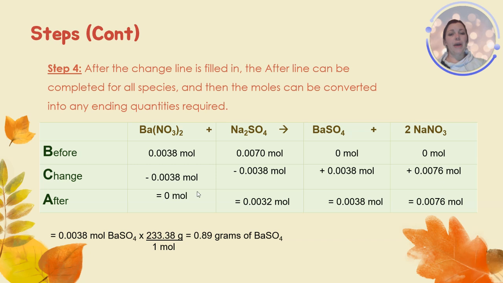So the original question asked us for the mass of barium sulfate that could be formed. And so we take our moles and we multiply by the molar mass, and we get the mass that can be formed, which is 0.89 grams of barium sulfate.